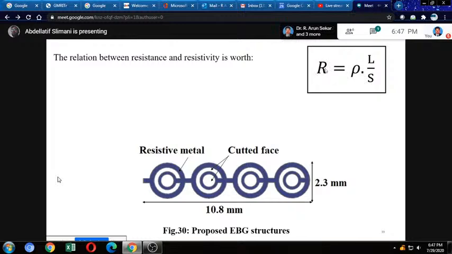So we can assume that the impedance of our structures equals 50 ohm, okay, because we work with a generator of 50 ohm. So from 50 ohm and the dimensions of our structures, we can know the nature of our structures. Okay, so we can find that our structures have a resistivity equal to 79.94 multiplied by 10 to the power 13 ohm meter. Okay, so this is our proposed OBG structure.